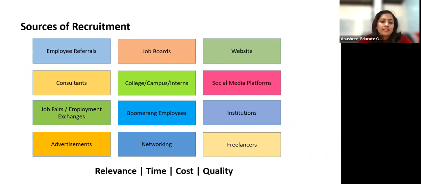Another source of recruitment is the college campus or interns. At least in the start, when you're a startup or scaling up, college campus recruitment definitely helps. You get a lot of people. We feel campus recruitment is not just about tapping top colleges, but there are n number of colleges in India in the rural sector. How can we tap those colleges, and not only during the recruitment phase?